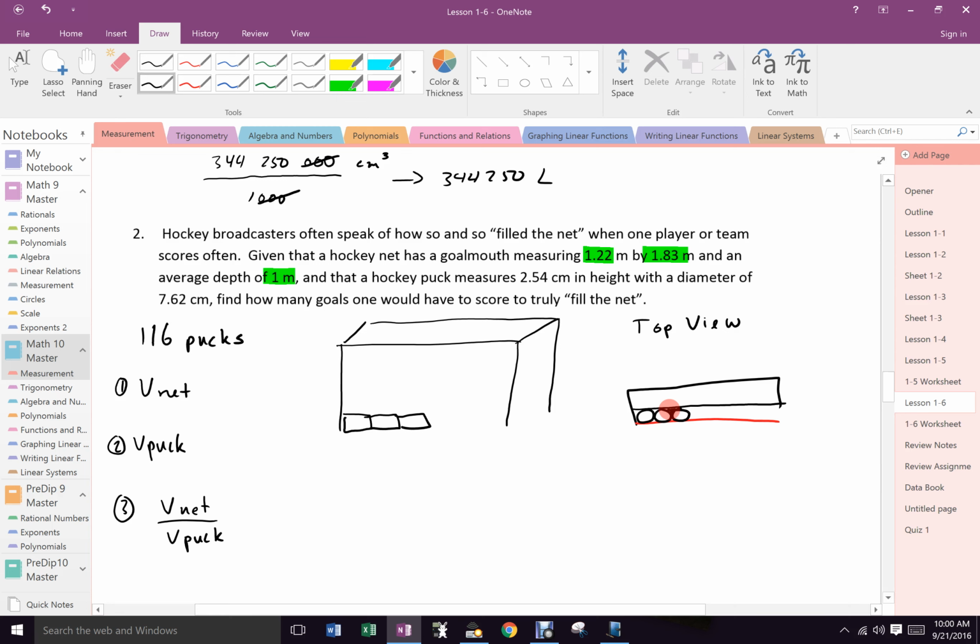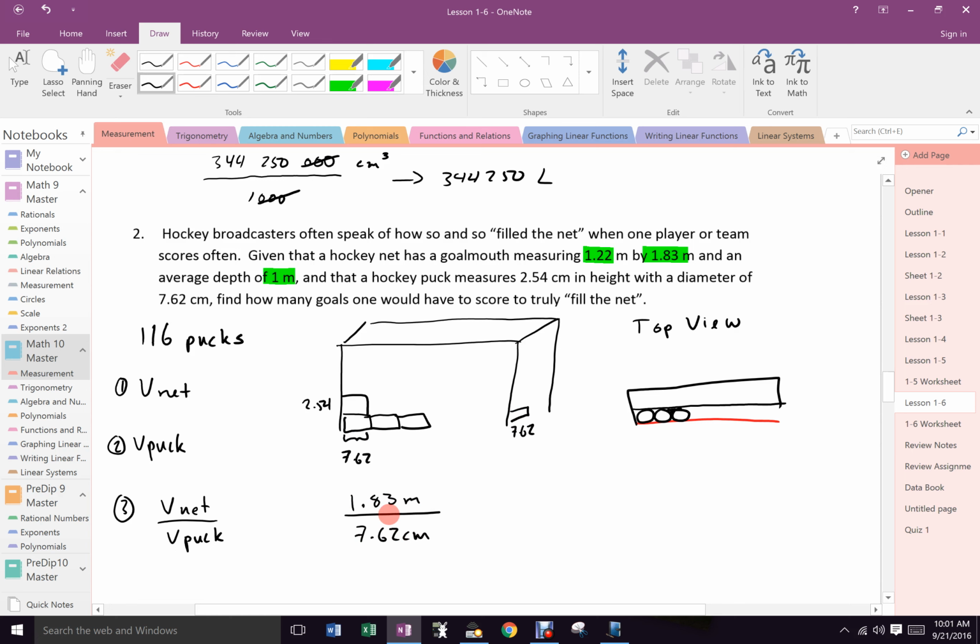Antonio. Okay, so this right here is 7.62 on a puck, yes? Yeah, and I would do the same in the other. Yep. So we've got 7.62 this way, and we've got the pucks going backwards 7.62, yes? And up and down, they're 2.54, yes? That's the space they take up. So, how wide is the net? Yeah. Does it matter which one I use? No. So, across here, I have 1.83 meters, and I'm dividing that by 7.62 centimeters.